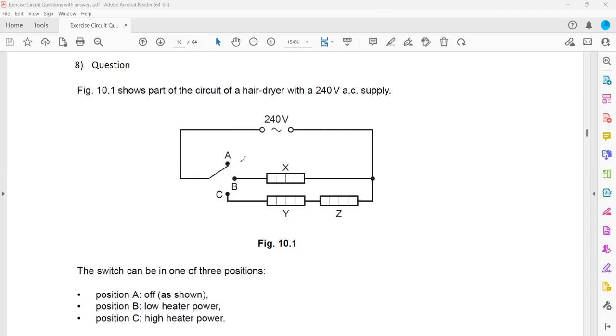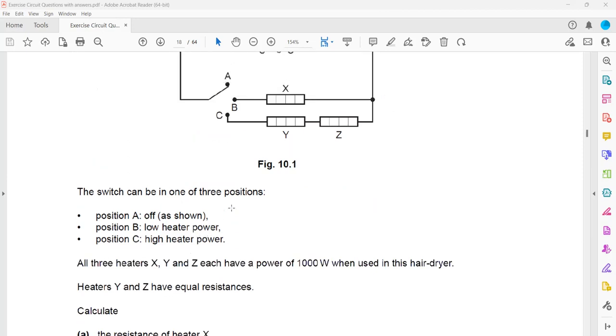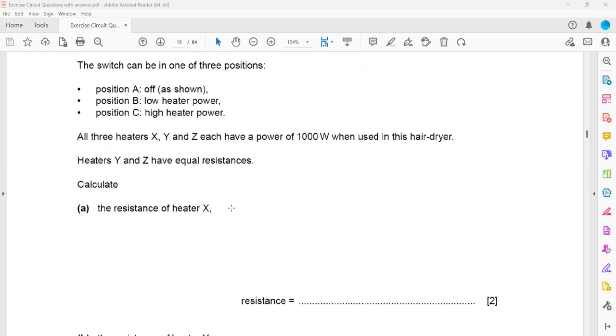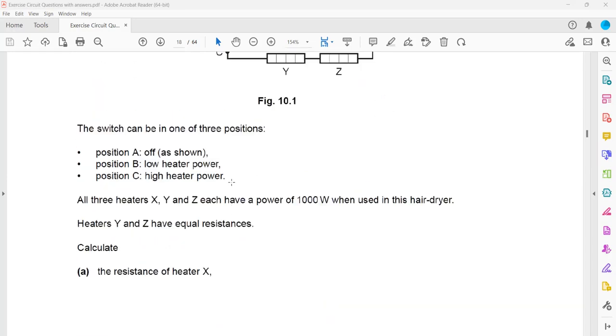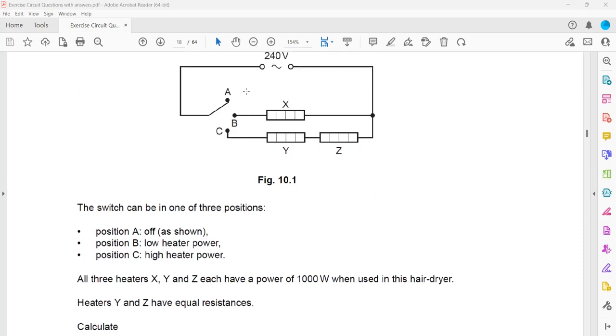So in the first part, all the heaters X, Y, and Z have a power of 1000 watt. So each has a power of 1000 watt. Heaters Y and Z have equal resistance. Calculate the resistance of heater X. So how can we work out the resistance of heater X?